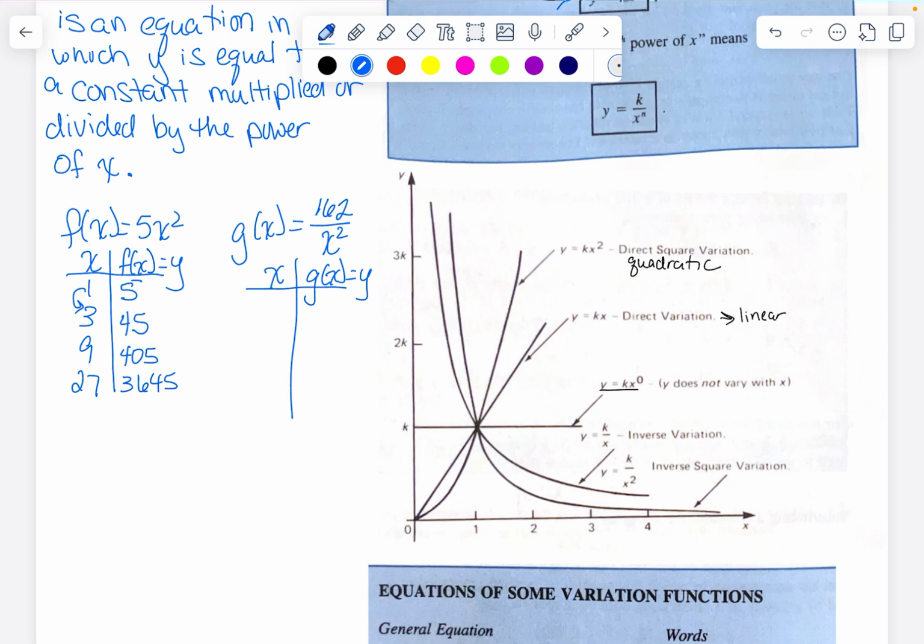We found that each time we multiplied x by 3, with this direct variation, each time we went here, we multiplied by 9, which we also said was 3 squared.